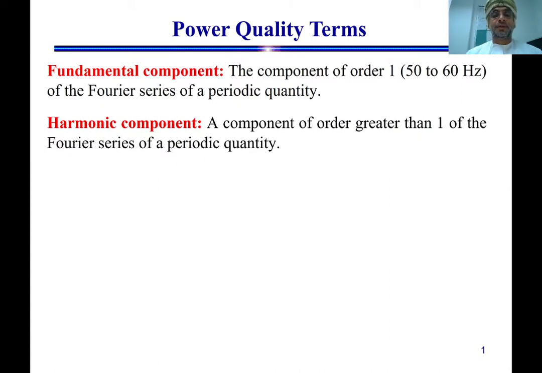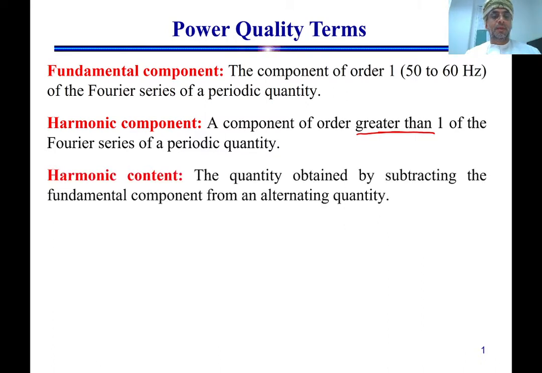Harmonic component is a component of order greater than 1. Okay, so starting from 2 upward. Harmonic content is the quantity obtained by subtracting the fundamental component from alternating quantities. So if we have such kind of waveform with harmonics, then if we take out the fundamental of this one, the remaining component in the waveform will be only harmonic.